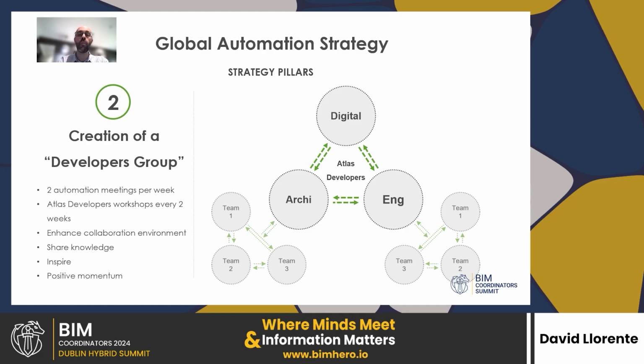In addition, we had two more points in our global automation strategy. The first was the creation of a developers group. The idea was to create a core group led by the research and development team, belonging to the digital team, to ensure that the tools that we are creating are coordinated and stored in the same place. And the communication is made and information is shared with all the disciplines, digital architecture and engineering, and also inside the teams inside these disciplines. Like this, we ensure that all the tools are safe, are located in the same place, are standardized, and are communicated to everyone.